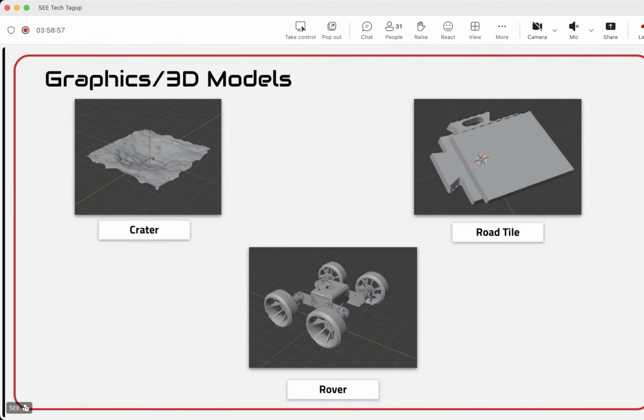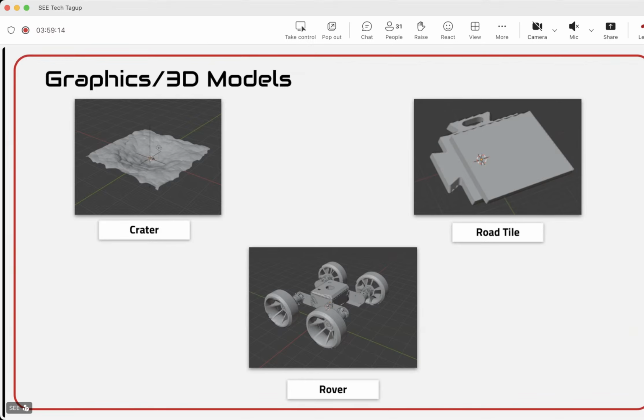For our graphics and 3D models, we kept it pretty simple for this project. None of us had any experience with Blender at all, and it's a pretty tough program to digest. So we came up with that as our crater, our road tile, which is modeled after what the floor spaces look like in your office, and similarly the rover as well.